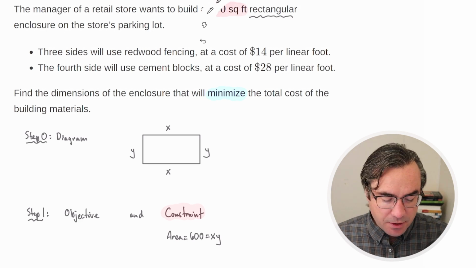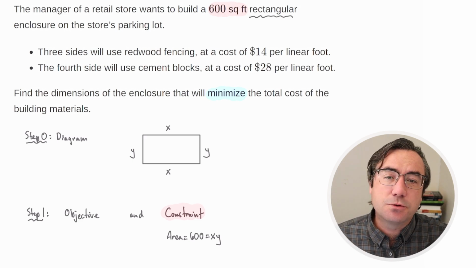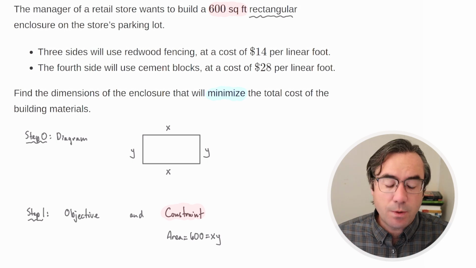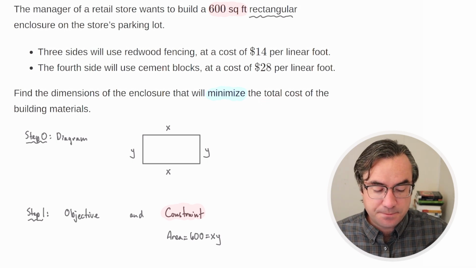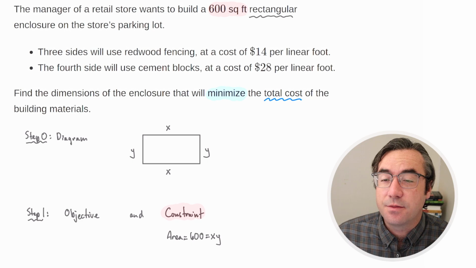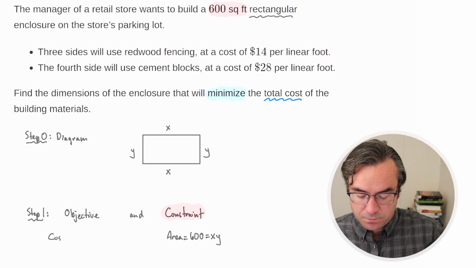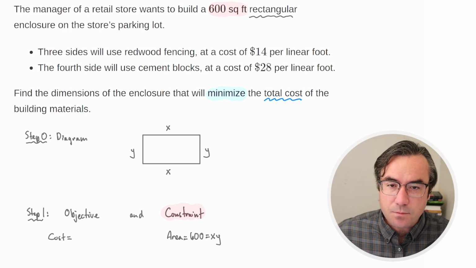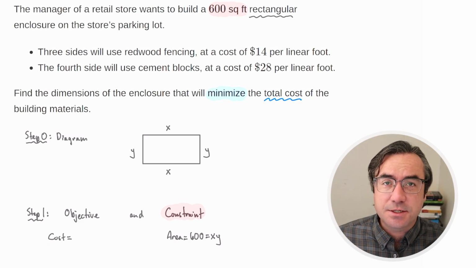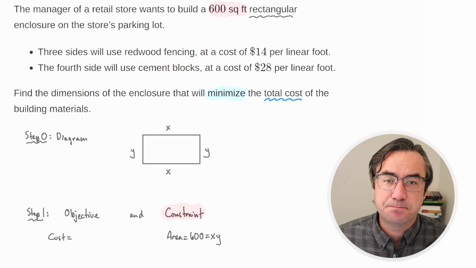All right, so what's going to be the objective? And that's where we want to go to that keyword minimize. So we want to minimize the total cost. So the cost here, that's going to be our objective. All right, so we want to figure out how much it's going to cost to fence in this region.